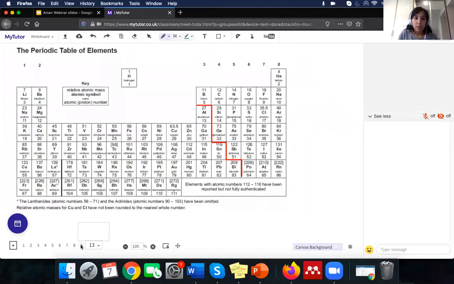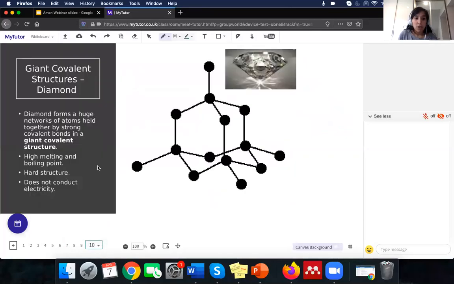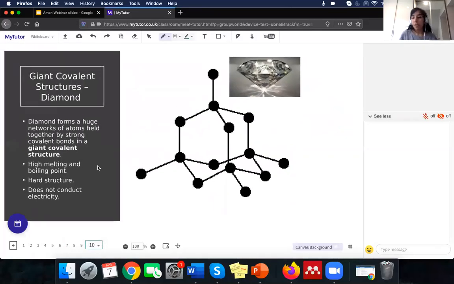Okay, so let's go on to our first giant covalent structure, and that is diamond. So I've got a picture of diamond here. We are talking about the diamond that you find in jewelry. Diamond, first of all, has this structure here. And what we can see, first of all, is that it is a covalent structure.